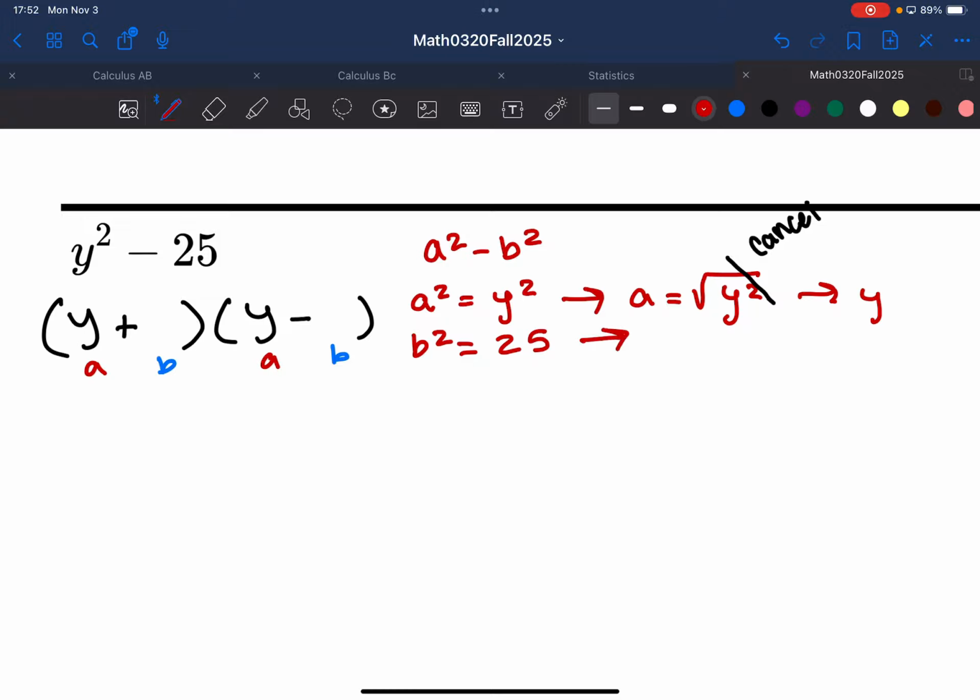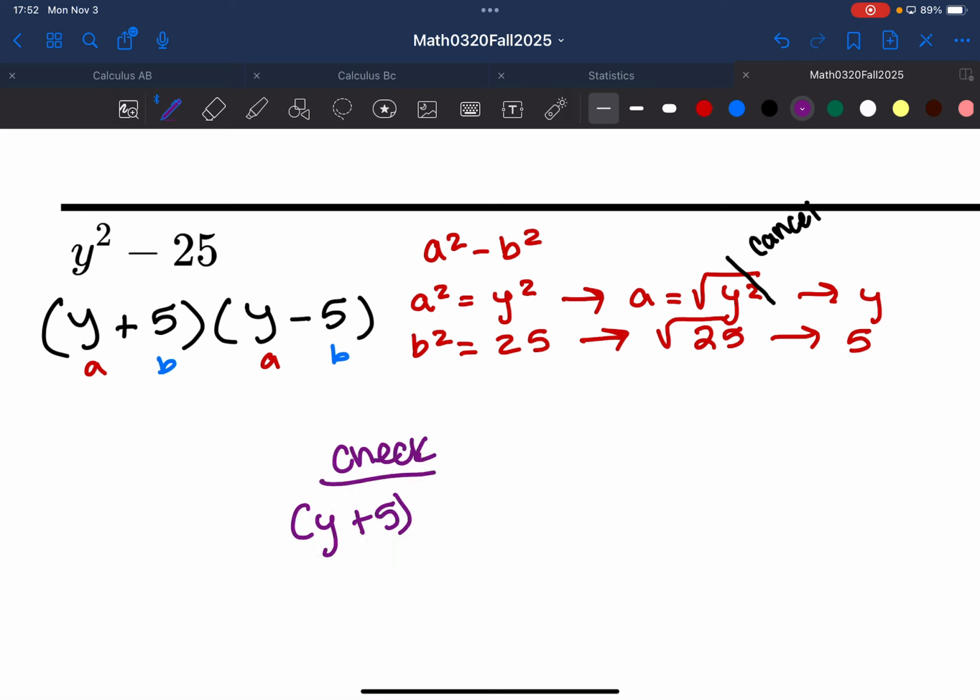Well, we'll do the same thing with b. So in order to get b, we're going to take the square root, so the square root of 25 gives us 5. So then I'm going to write a 5 here. Which means my answer is y plus 5 times y minus 5. And then I can check my work by taking these two factors and FOILing them together, so multiplying them in. And what I should end up with is my y squared minus 25.